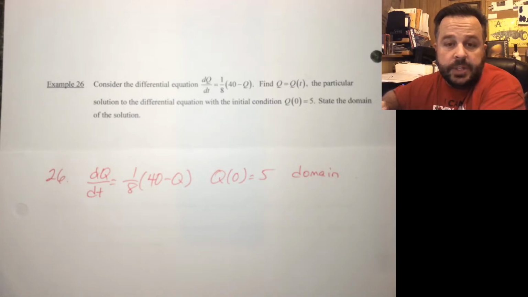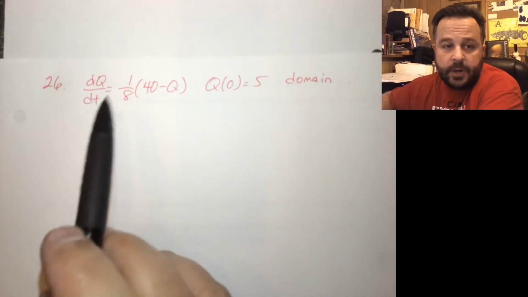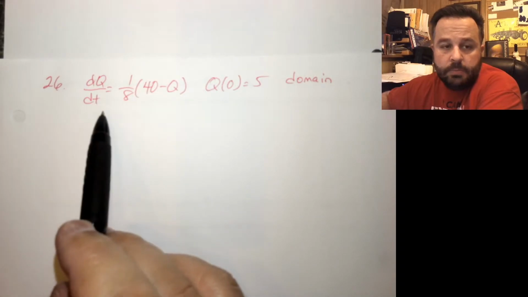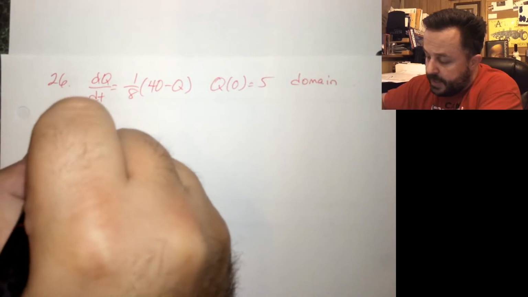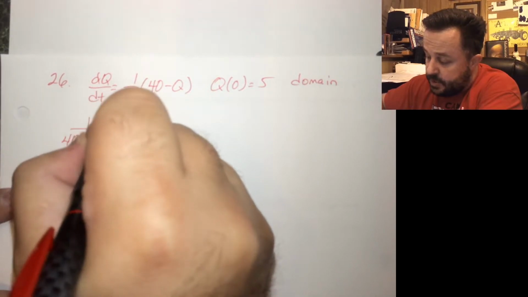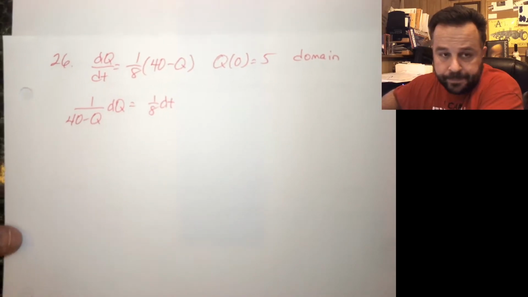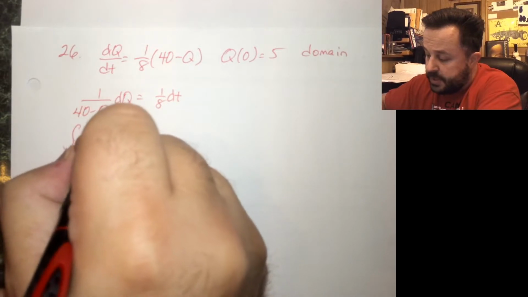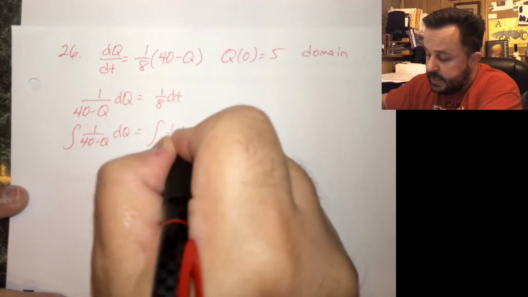We're given the initial condition q of 0 is equal to 5 and asked to find the domain of the solution. So we're going to start off separating these variables, bringing the q's to the left by dividing by 40 minus q, moving the dt to the right. So I get 1 over 40 minus q dq is equal to 1/8 dt. We integrate both sides. So the integral of 1 over 40 minus q dq is equal to the integral of 1/8 dt.